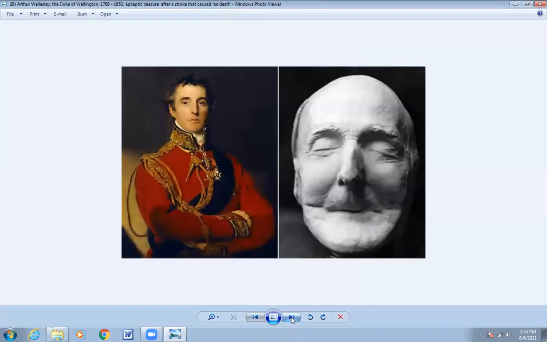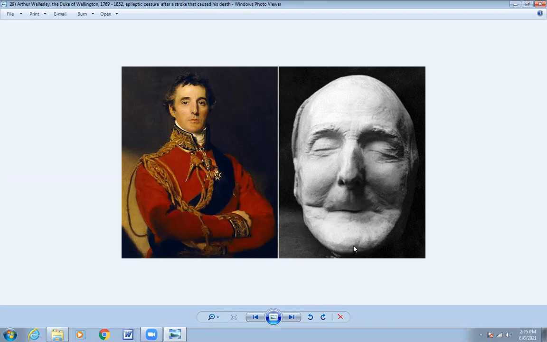This one is Arthur Wellesley, Duke of Wellington, died of an epileptic seizure after a stroke in 1852, born in 1769. Something you'll see here, which you'll see very often after people have passed away, the skin will recess. Also, muscles relax so you don't have your full structure. With the way that his lips are indented and the cheeks have this crease, it's quite possible he either lost all of his teeth or most of them.